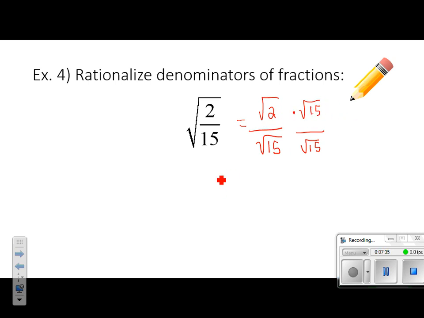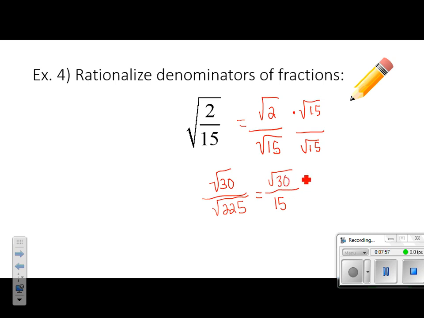So 2 times 15 is the square root of 30, all over 15 times 15, which is 225, and the square root of 225 is 15. So the bottom becomes 15, and the top becomes the square root of 30.